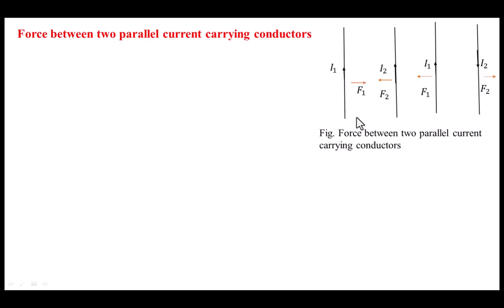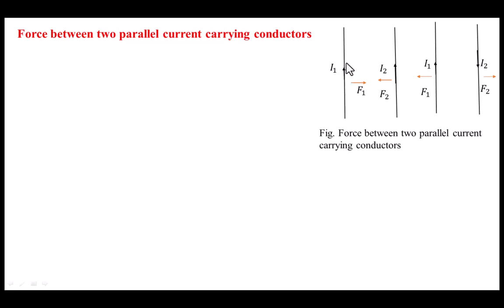The force between two parallel current carrying conductors. In this case, we have taken two current carrying conductors. The currents passing through the conductors are in the same direction. Then there is an attractive force existing between these two conductors. Because when current is passing through the conductor, there is some magnetic field. In that magnetic field, we are keeping the first conductor. That's why a force will be experienced.